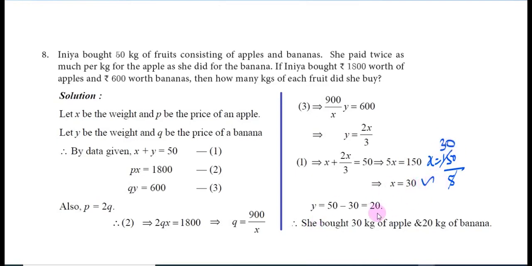So x equal to 30 means from equation 1, what is equation 1? X plus y equal to 50. Apply 30 here. So 30 plus y equal to 50. Move this 30 to the right side. So y equal to 50 minus 30, which is 20. So x value 30, y value 20. So she bought 30 kg of apple and 20 kg of banana. This is x value, this is y value. Understood?